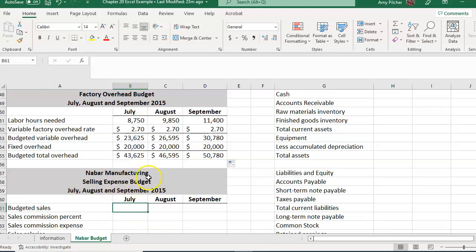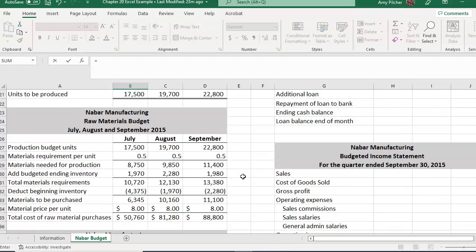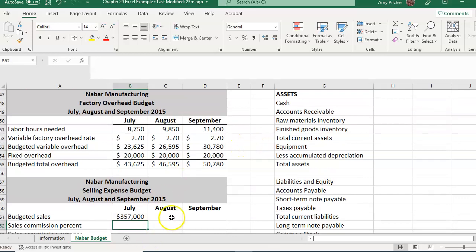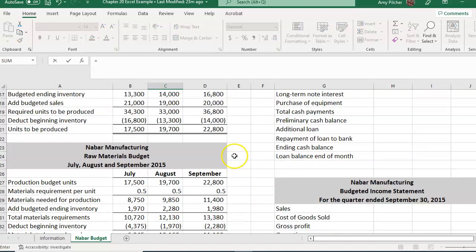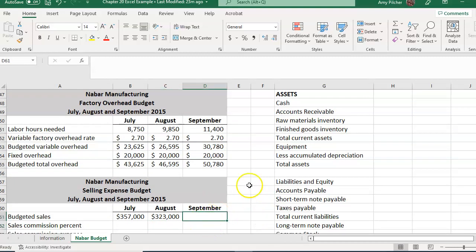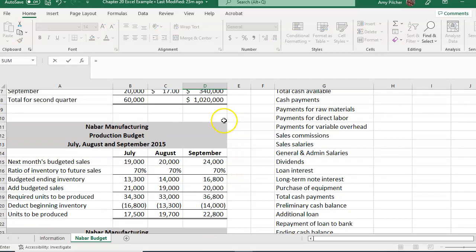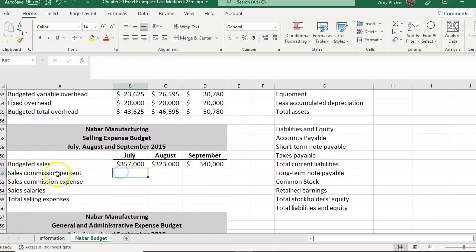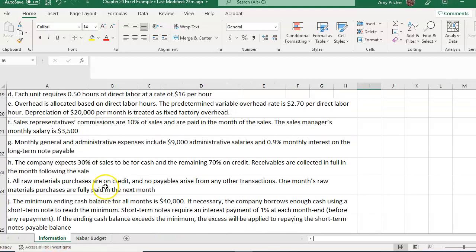Okay. Now we need our selling expense budget. So that starts with our budgeted sales. We can get that information from our sales budget. So I have budgeted sales of 357,000 for July and 323,000 for August and 340,000 for September. My sales commission percent I need from my information.